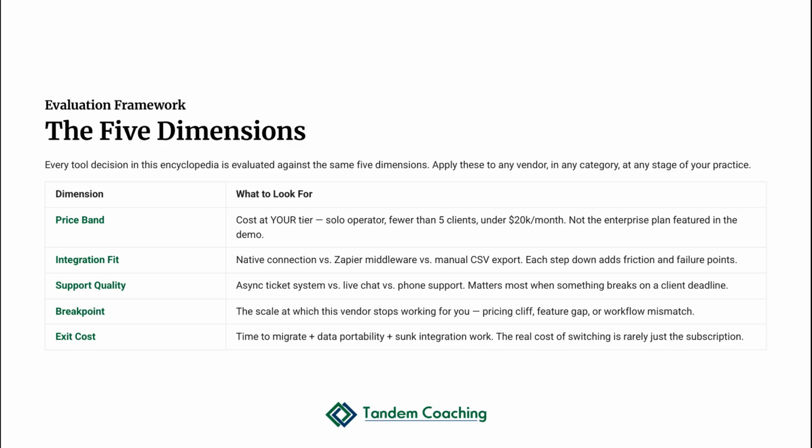The 5 dimensions repeat through every unit, so memorize them now. Price band, measured at your real usage tier rather than list price. Integration fit, scored as native versus Zapier kludge versus manual export. Support quality, defined by what happens when something breaks at 11 p.m. on a tax deadline. Breakpoint, the scale at which the vendor stops being right for you. And exit cost, what it actually takes to leave. 5 columns. Run every candidate through all 5 before you sign.